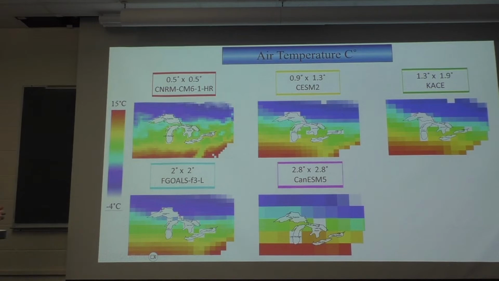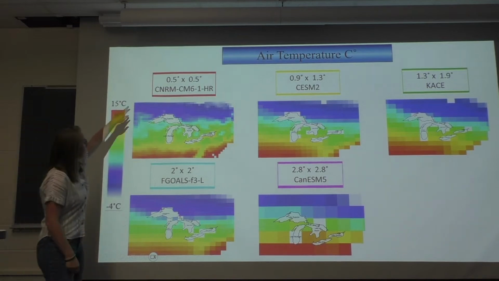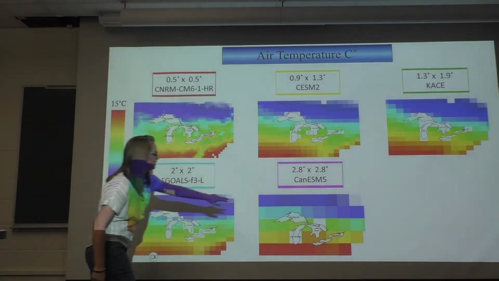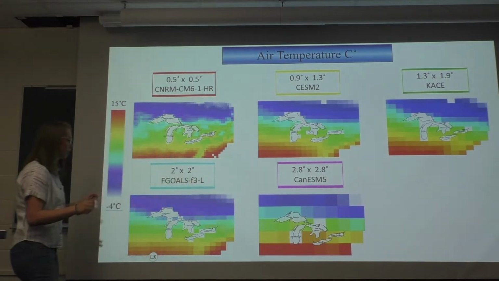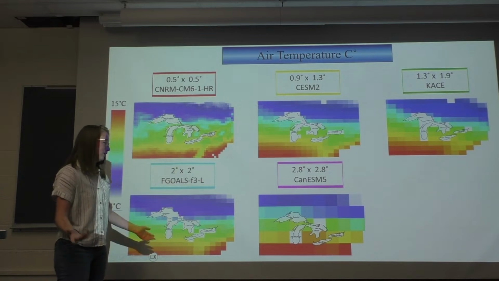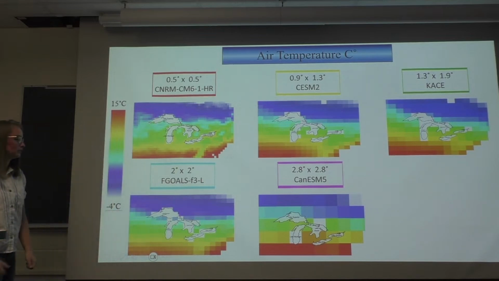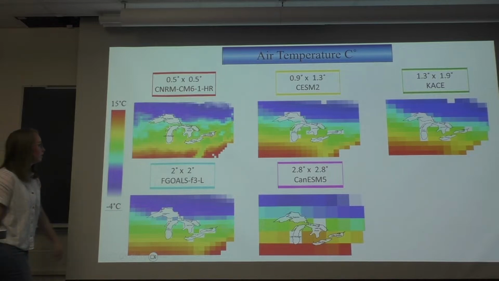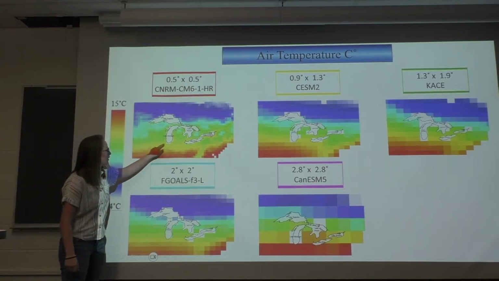So here are some of the maps I created. So here you can see the high resolution, and here is the lowest and the very coarse model. And you can see at the coarse model, you barely get anything. You don't get any details. You barely predict what is going on out in the Great Lakes region. But here you can kind of start to see a little bit more detail.